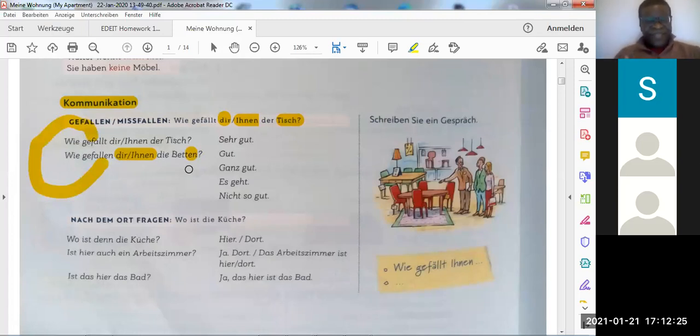Bed. What is the article for bed? You have to figure out. Their bed, das Bett. So that's the article you are going to put here. Never mind. This is easy.